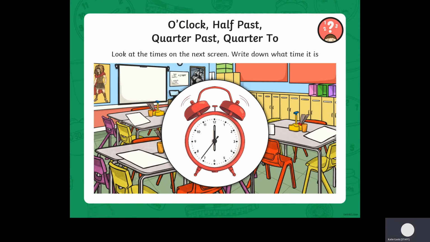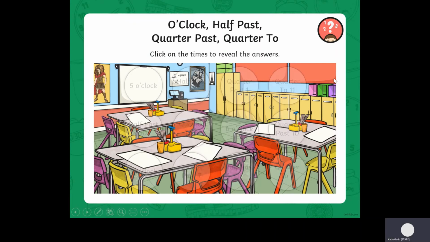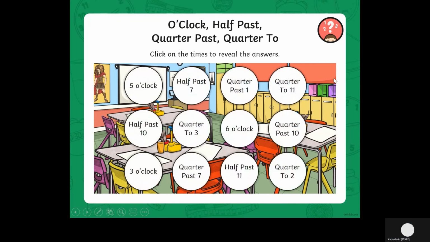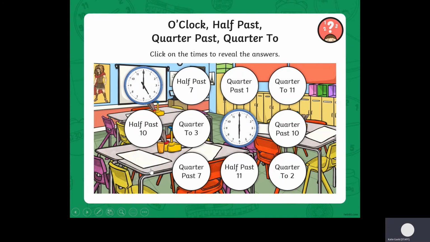So let's have a look at o'clock, half past, quarter past, and quarter to. So let's have a look at 5 o'clock. And have a look at some other o'clock. So 6 o'clock, 3 o'clock. So here you can see that the hour hand is pointing to the hour, so 5, and the minute hand is on the 12. So that means 5 o'clock, 6 o'clock, 3 o'clock.